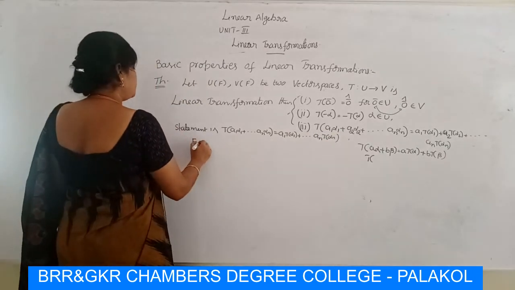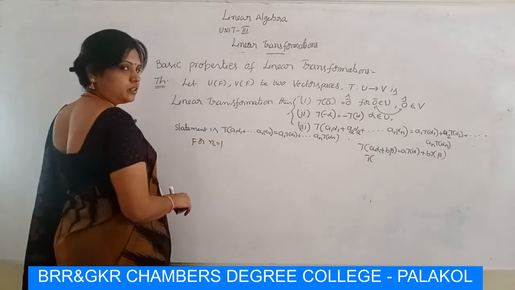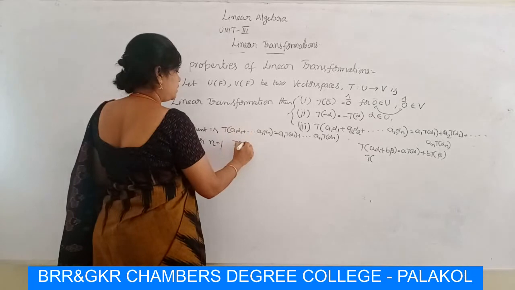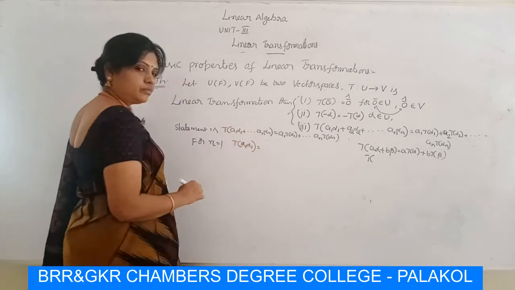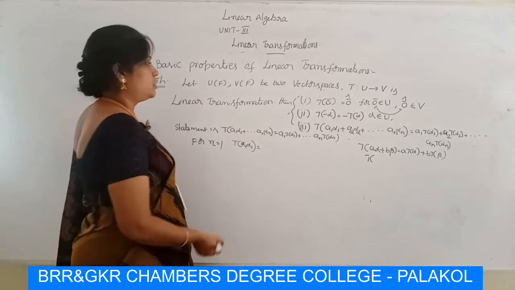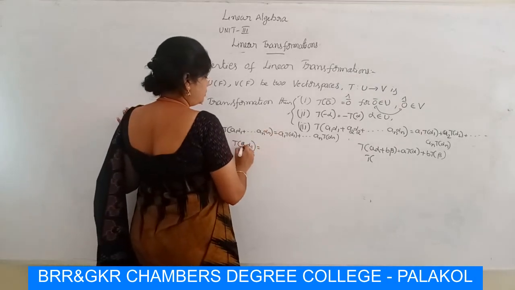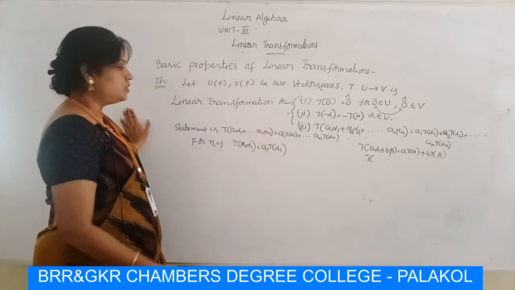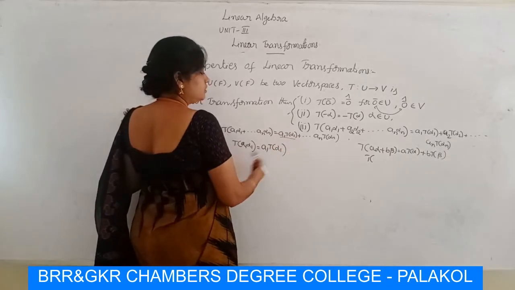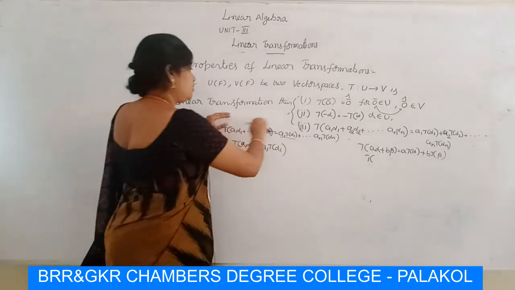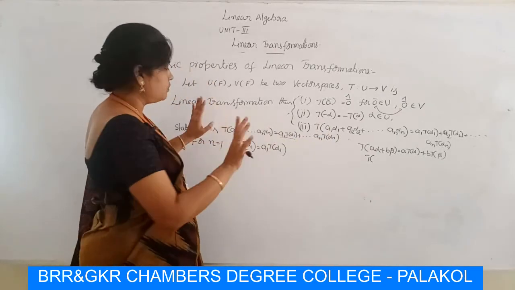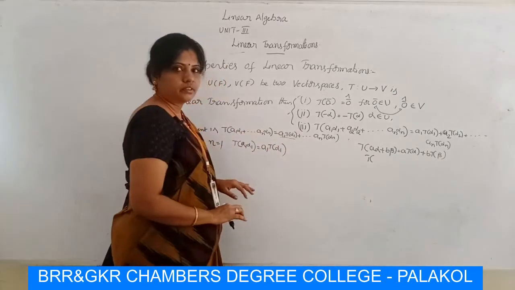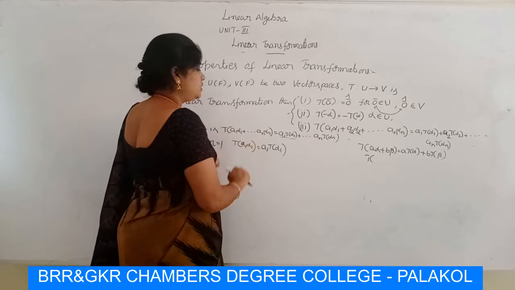So for n equal to 1, then we take only a1 alpha 1. Here T is a linear transformation. We have T of a1 alpha 1 can be written as a1 into T of alpha 1. So the right hand side value is a1 into T of alpha 1. You take in the combination only one vector, then we get the relation T of a1 alpha 1 is equal to a1 into T of alpha 1. So I got this result.